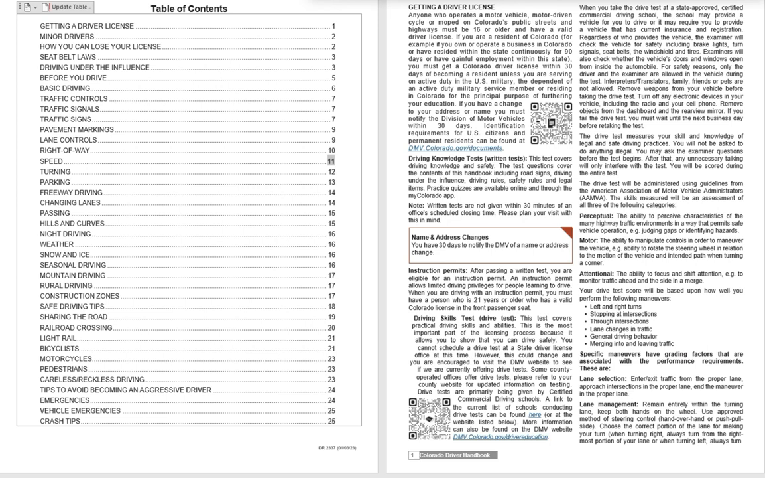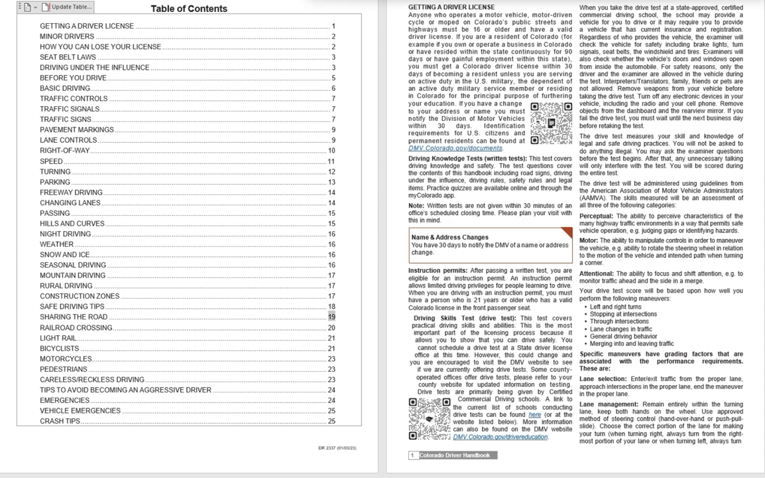Right-of-way, 10. Speed, 11. Turning, 12. Parking, 13. Freeway driving, 14. Changing lanes, 14. Passing, 15. Hills and curves, 15. Night driving, 16. Weather, 16. Snow and ice, 16. Seasonal driving, 16. Mountain driving, 17. Rural driving, 17. Construction zone, 17. Safe driving tips, 18.